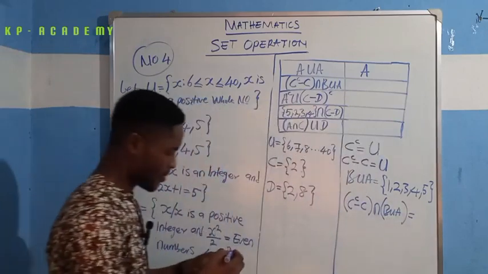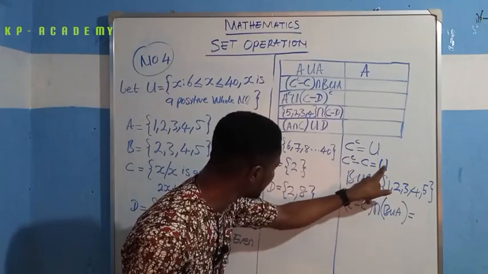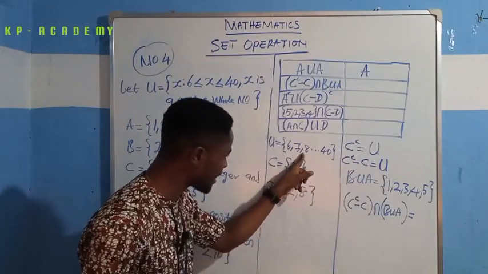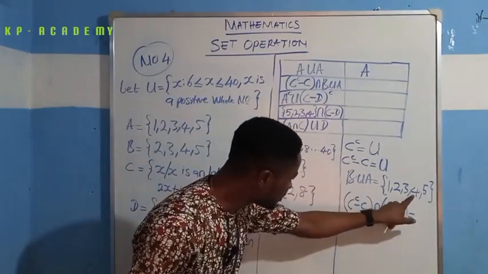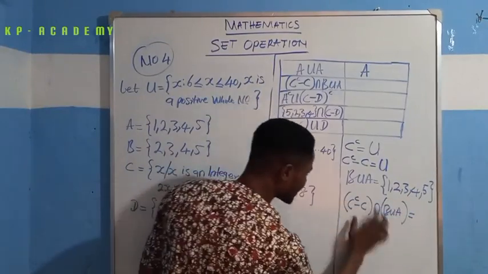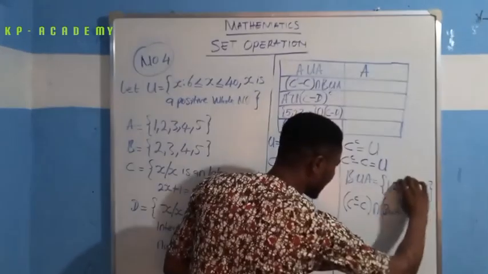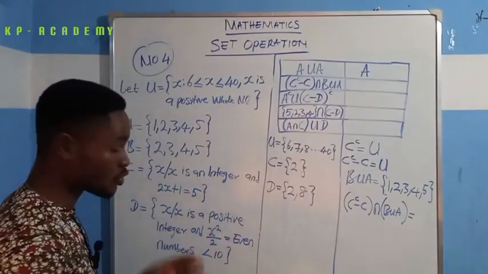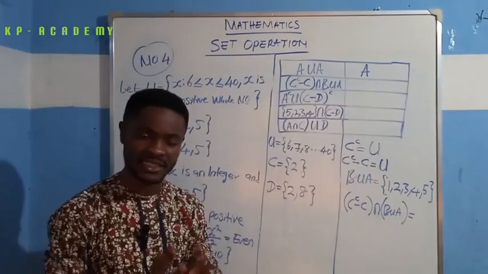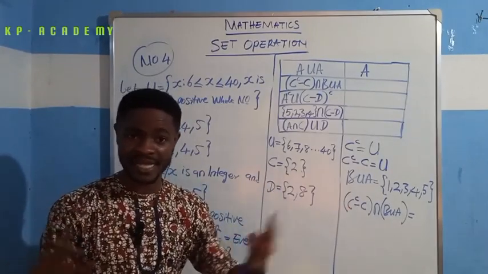equal to what? Now, we've already seen that C complement minus C is equal to the universal set, which is this set of numbers here. Now, B union A is actually the set of numbers in here. Their intersection will be this set of numbers in here and this set of numbers in here. What do they have in common? So that is what intersection of sets means: the numbers that the two sets have in common.